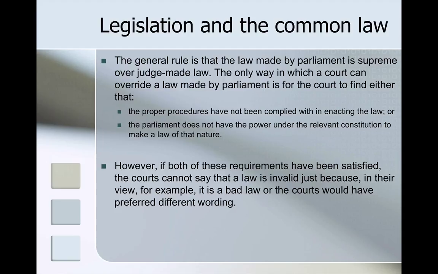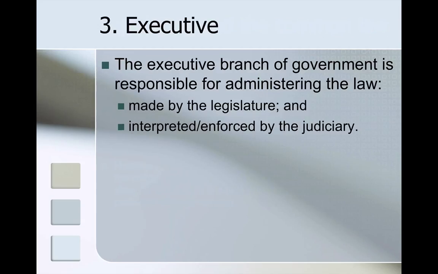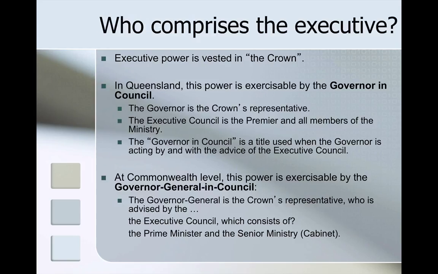Now, most of what we're going to be looking at in this semester is really legislation, but we will occasionally be touching on the common law as well. Now let's consider the third branch of government, which is the executive. The executive branch of government is responsible for administering the law that has been made by the legislature and interpreted and enforced by the judiciary. Now, executive power is described as being vested in the Crown, but hopefully you know that it's not as though the Queen herself regularly exercises this power.